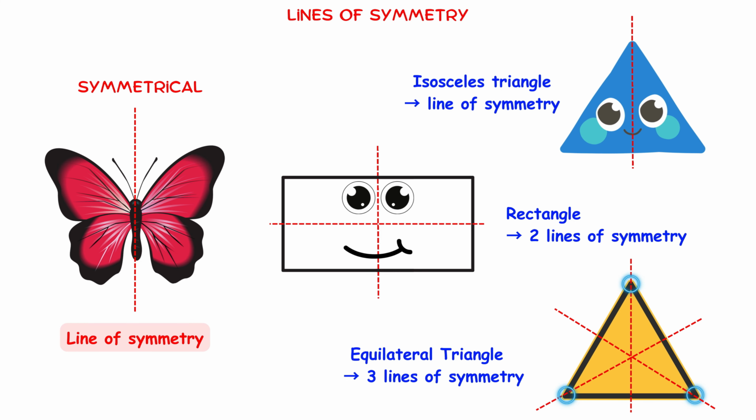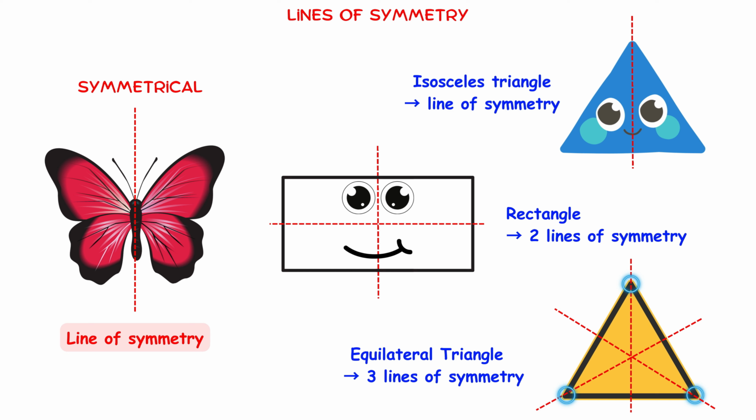For example, let us consider an isosceles triangle. This triangle has one distinct line of symmetry running vertically from the top point straight down to the middle of the base. This line cleanly divides the triangle into two sides that are mirror reflections of one another. Because there is only one such line that splits the shape into symmetrical halves, we say that the isosceles triangle has one line of symmetry.